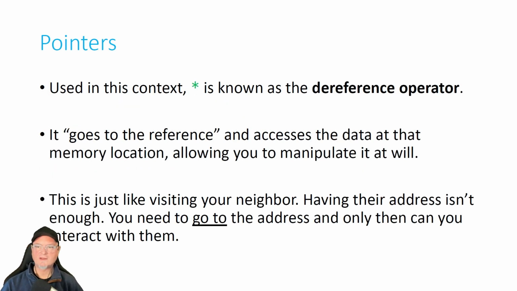Used in this context, as we referred to in lecture, the asterisk is known as the dereference operator, and it goes to that reference, accesses the data at that memory location, and then you can do what you want with it. You can change it, update it, or copy it to another location. And this is just like a visit to your neighbor. Having their address isn't enough. You need to actually go to the address, and then you can do something like help copy the journal.